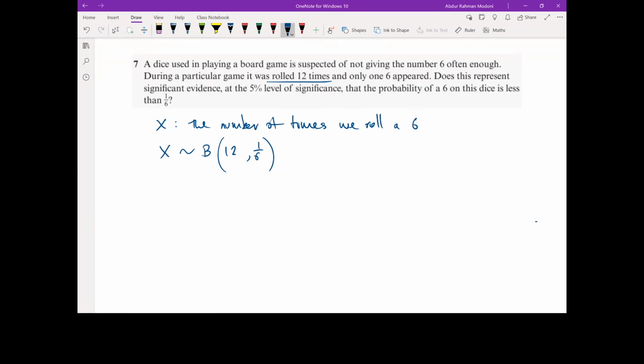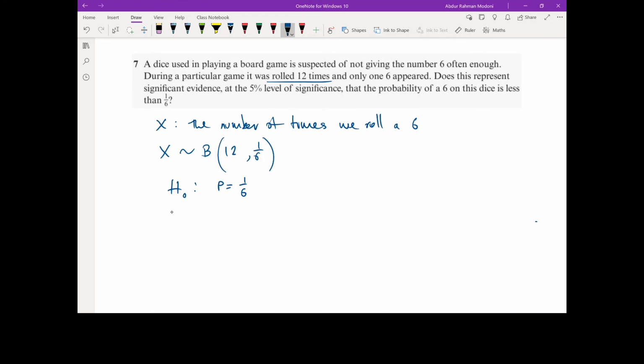Now for this binomial distribution, since we are doing a significance test, a hypothesis test, we need to indicate what our null hypothesis is. What is H0? Well, H0 is the current expectation. What is the current assumption? The current assumption is that the probability of getting a 6 is equal to 1/6. So we're going to write down p equals 1/6.